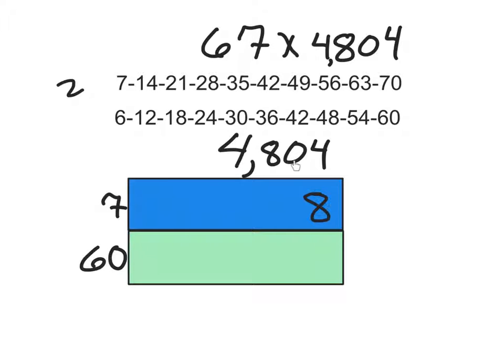7 times 0 is 0. Plus 2 is going to give you 2. Drop that 2 and move along. 7 times 8. 1, 2, 3, 4, 5, 6, 7, and 8 gives you 56. I'm going to drop the 6, carry the 5. Drop that 6, carry that 5, and move along. 7 times 4. 1, 2, 3, and 4 gives you 28. Plus this 5 right here will give you 33.